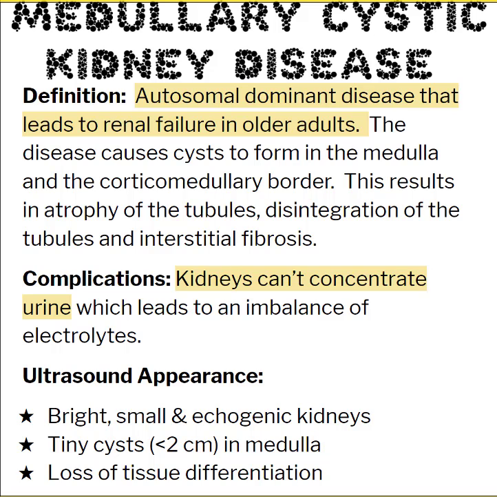On ultrasound then, we're going to see bright, small, and echogenic kidneys. There might be tiny little cysts, less than 2 centimeters in the pyramids, and we're going to start to lose tissue differentiation. So we're no longer going to be able to tell really the difference between the cortex and the pyramids and the sinus. It's all going to be kind of the same brightness.